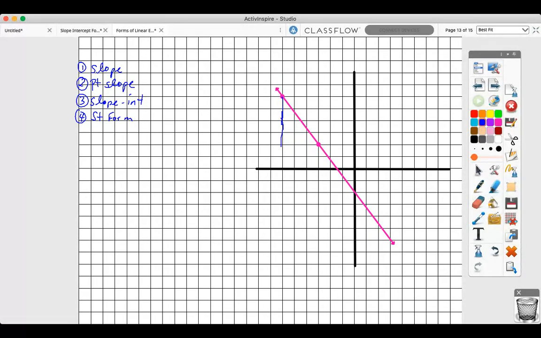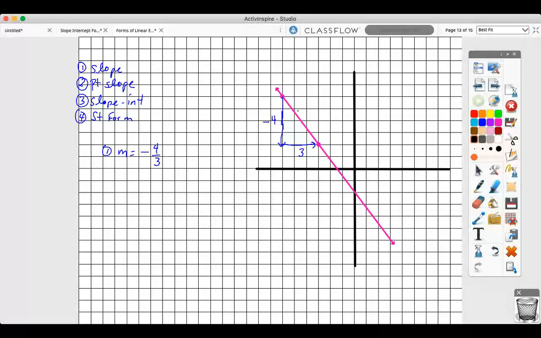We had to go down 1, 2, 3, 4, so that'd be -4. We went down 4 spaces, and then we moved to the right 3 spaces. So our slope from the graph is -4/3. Our change in y was -4 because we went down. Our change in x was +3 because we went to the right. Now the next step is to pick a point.